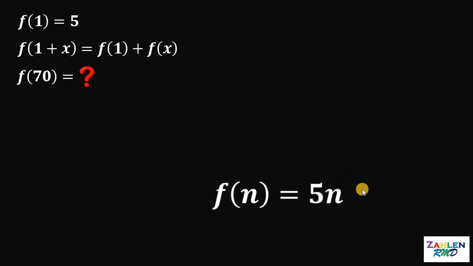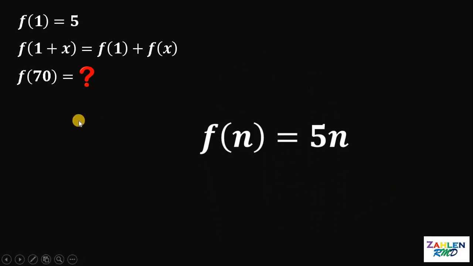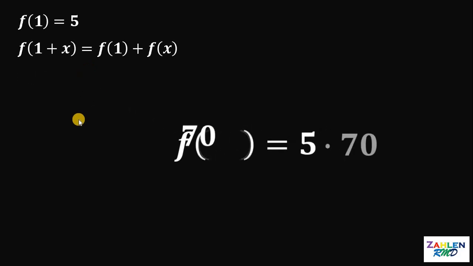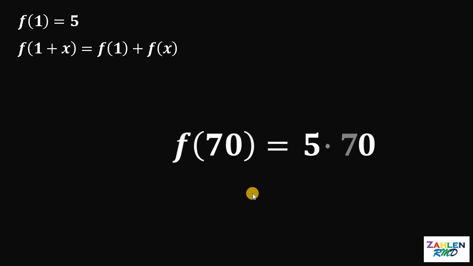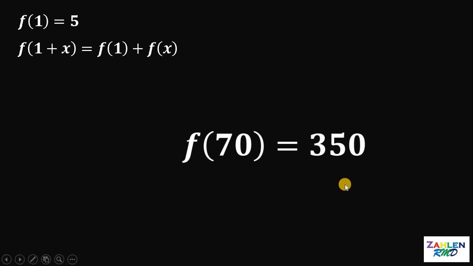Therefore, if we want to find the value of f of 70, we need to let n be equal to 70, and this will give us f of 70 must be equal to 5 times 70. Therefore, f of 70 must be equal to 350. And there you go, we have the value for f of 70.